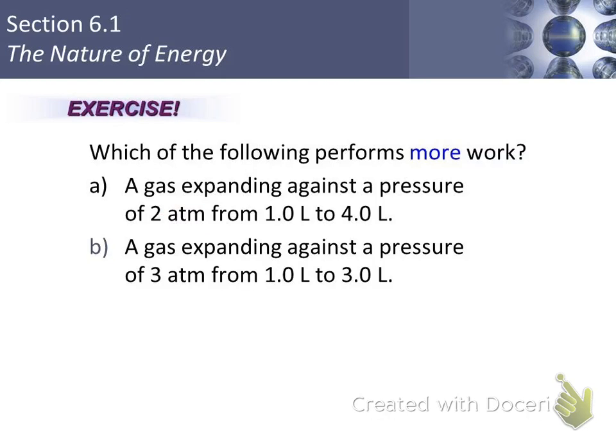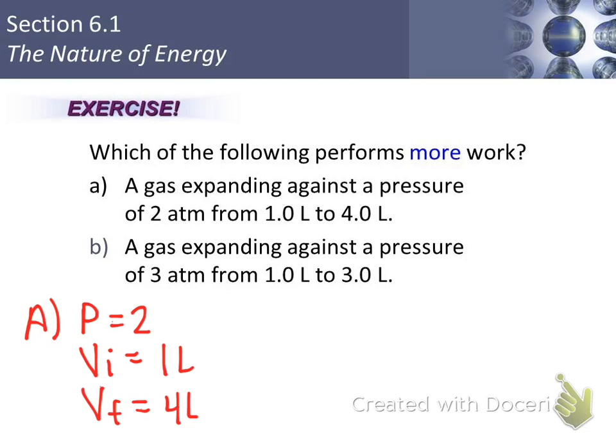Okay, so let's look at A, and we'll do the math down here for A. A gas expanding against a pressure of 2 atmospheres and a volume change from 1 liter to 4 liters. So my initial volume is 1 liter, and my final volume is 4 liters. I'll show you why we need the initial and the final in just a little bit.